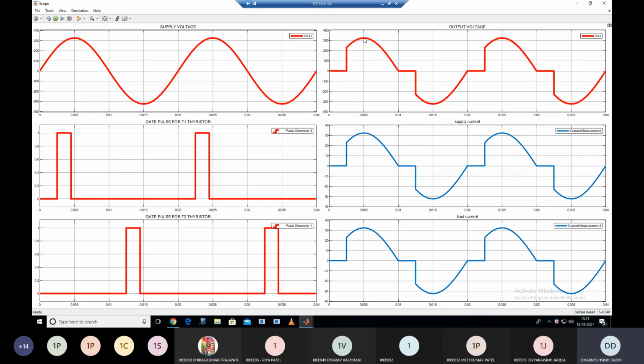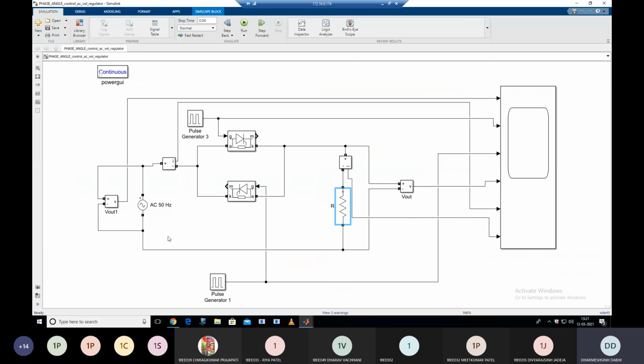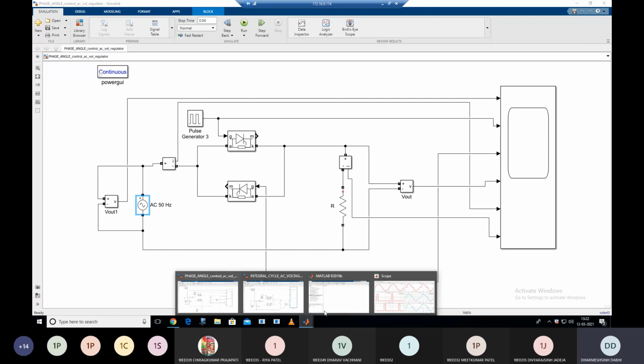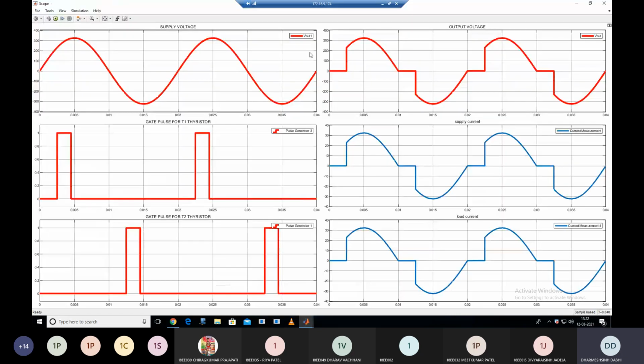Peak magnitude of supply voltage is how much? 230 is the RMS voltage, so 230 multiplied by root 2 gives 325. Clear? That we have already taken in the supply. You can see here the simulation source. We have taken peak amplitude 325. So 325 is the peak of the supply.